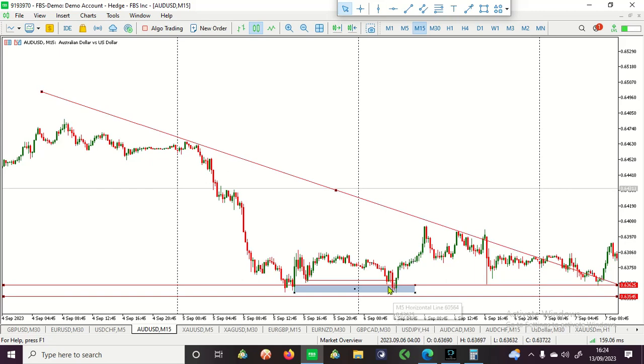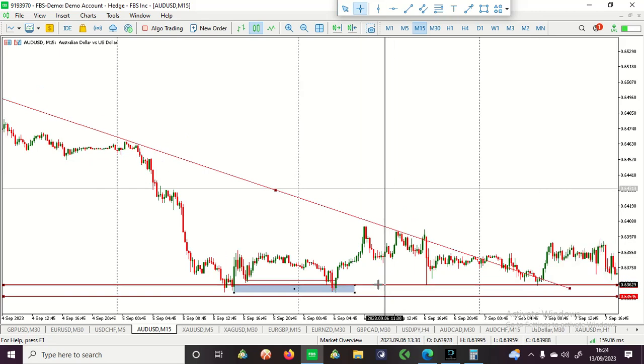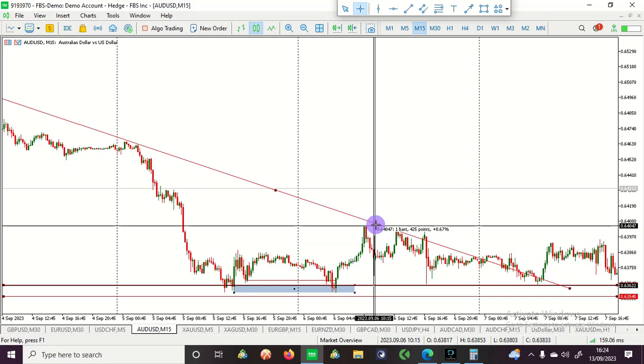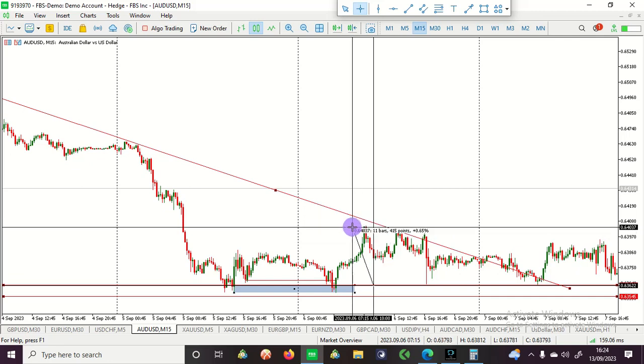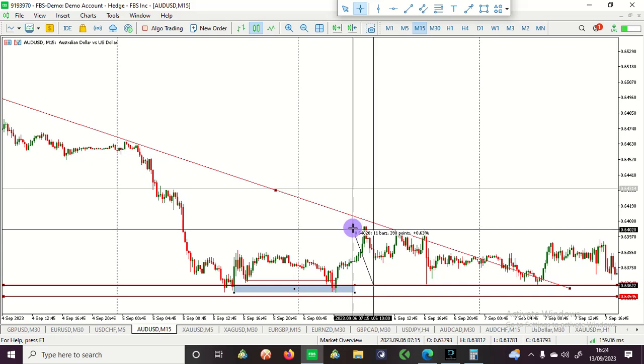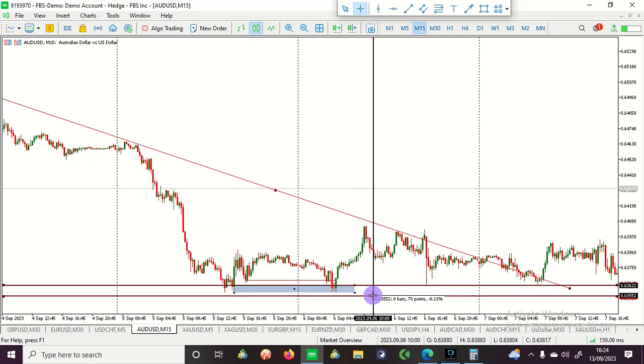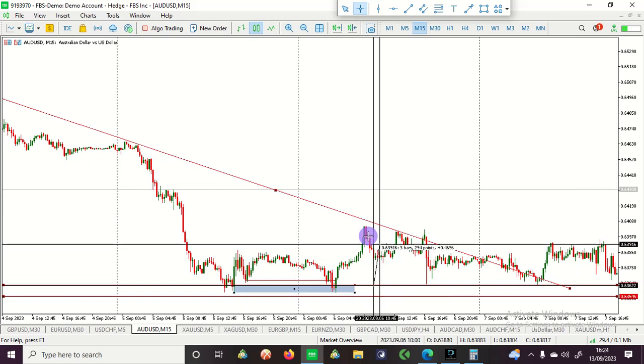So from here, here is our entry, which gives us 409. From here to here, did I get it right? It gives 422, 425 points. And then from here to our stop loss is 81 points, which is 8 pips. 8 pips stop loss. And our distance is 42 pips.